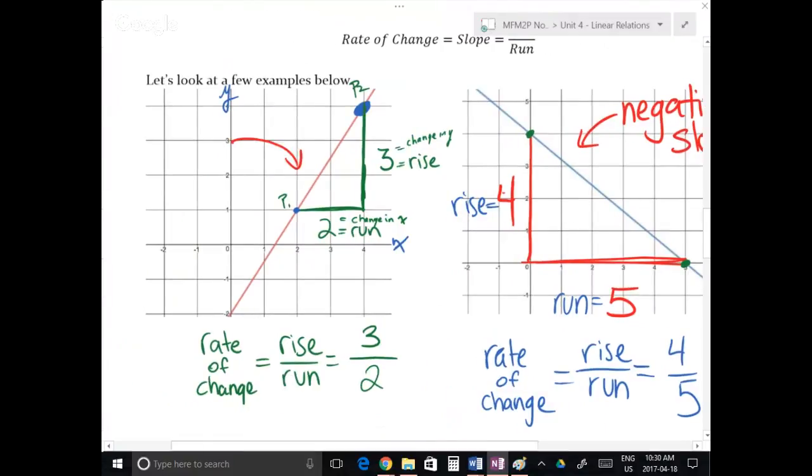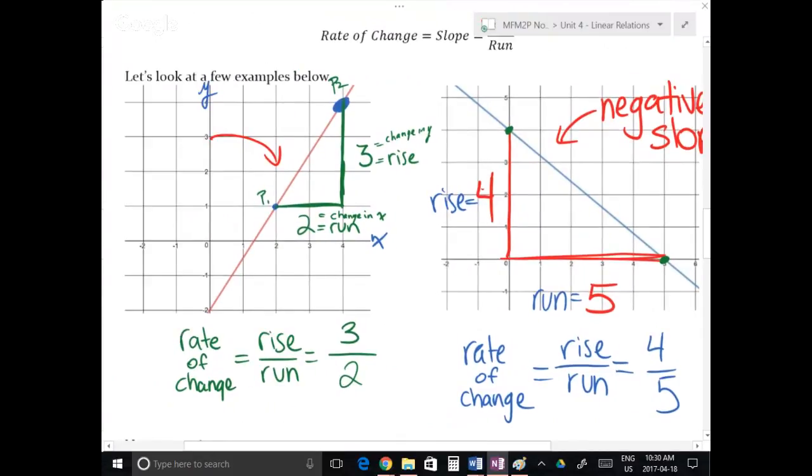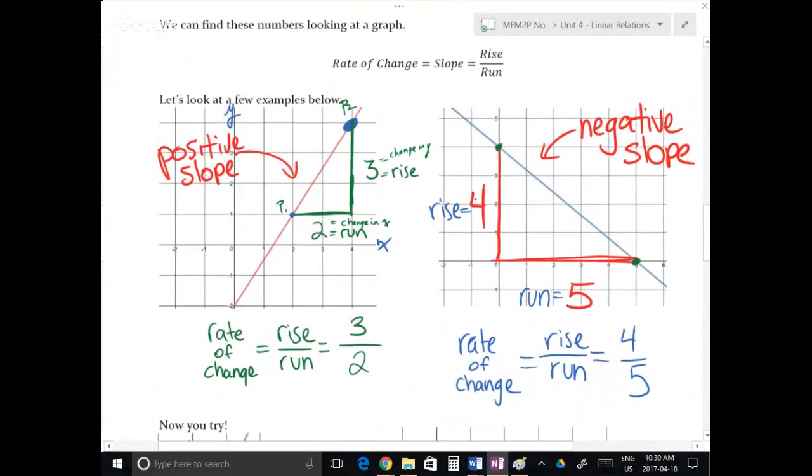I'm not going to lie to you, I liked your first answer. I think you were right, and then I think I psyched you out. I looked and realized that the first one was going up. So I'm going to tell you that the first one is positive and the second one is negative. And again, can I explain why?